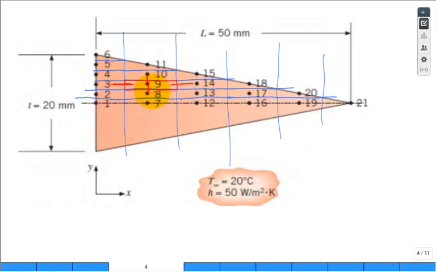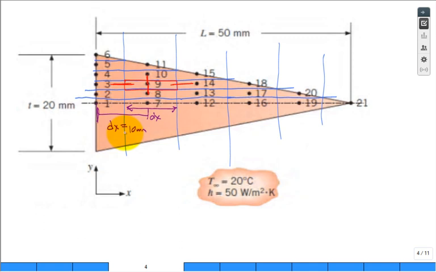Okay? Now, just a little bit here. We already worked this out. The distance between node 1 and node 7, we worked that out to be dx, and dx was 10 millimeters. True? What is the distance between the blue lines? Is that also the same value of dx, 10 millimeters? Yes.